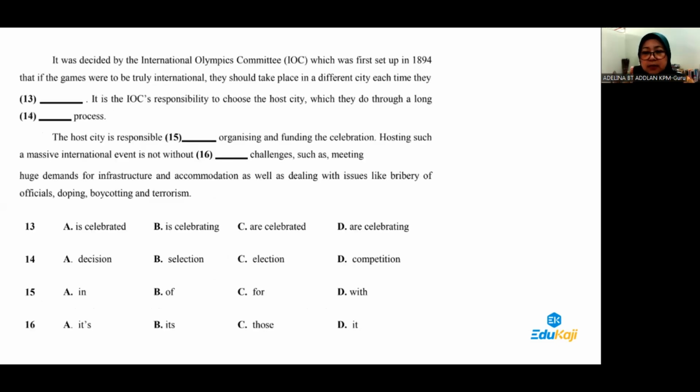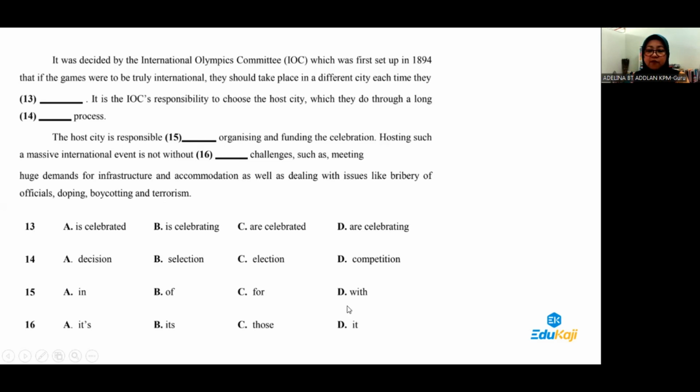Here, this is actually present continuous tense: is celebrated, past continuous; is celebrating, present continuous; are celebrated, past tense; and then are celebrating. Okay. Number 14. You know, 14 is testing the students on their grammar. You can see that out of the 8 questions being given here, only 1 question, number 14, requires students' grammar knowledge.